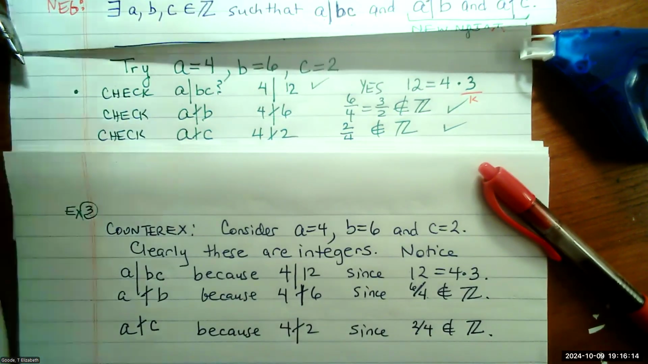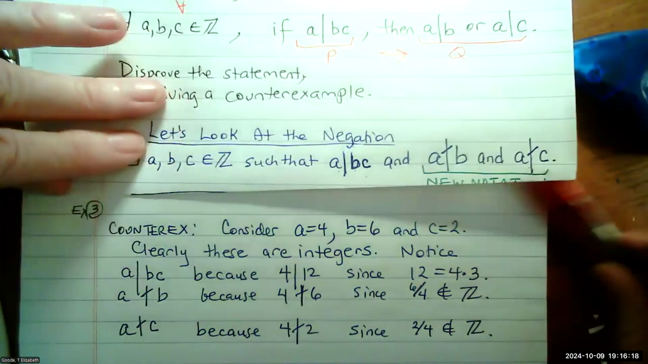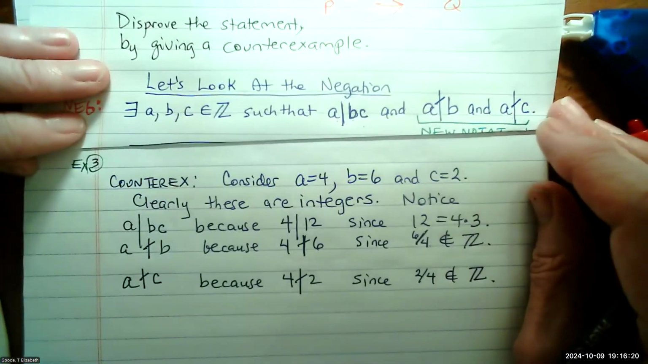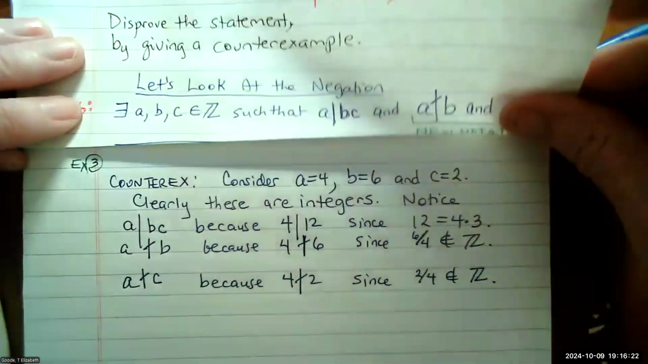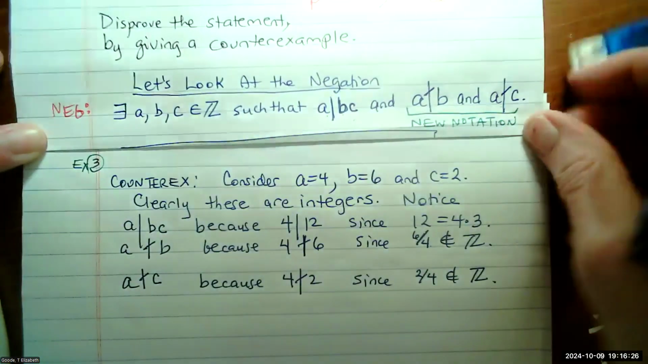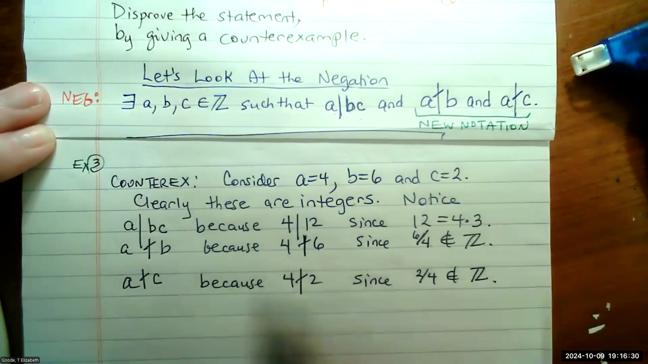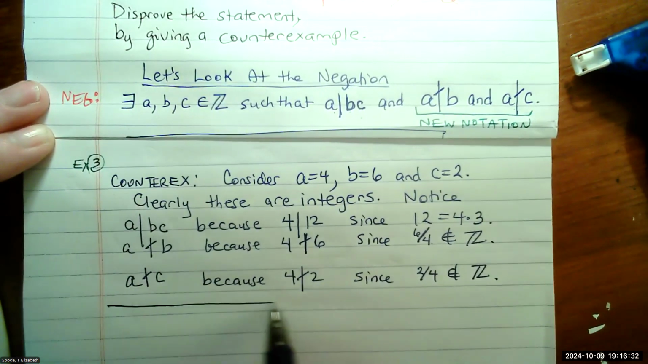Basically, we just write up our scrap work. And we have proven the negation. Right, that's what we had to do, is prove the negation. That's it. Questions?